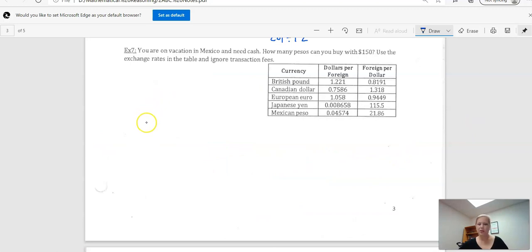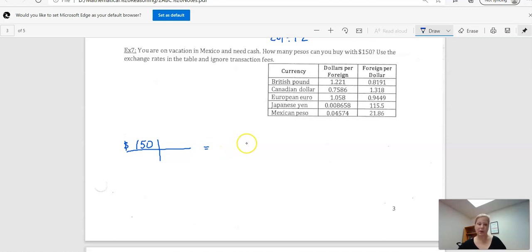You are on a vacation in Mexico and you need cash. How many pesos can you buy with $150? Use the exchange rates in the table and ignore the transaction fees. Okay, so if we want to go from dollars to foreign, dollars divided by what the foreign currency is, this is this number. The foreign currency divided by the dollar is this number. Okay, so what we know is that we have $150. That's where we're starting out at.